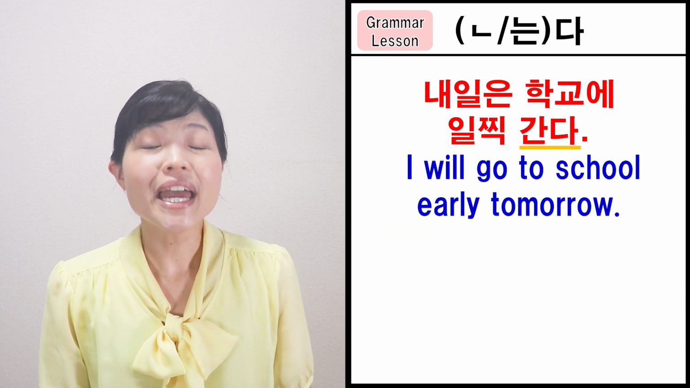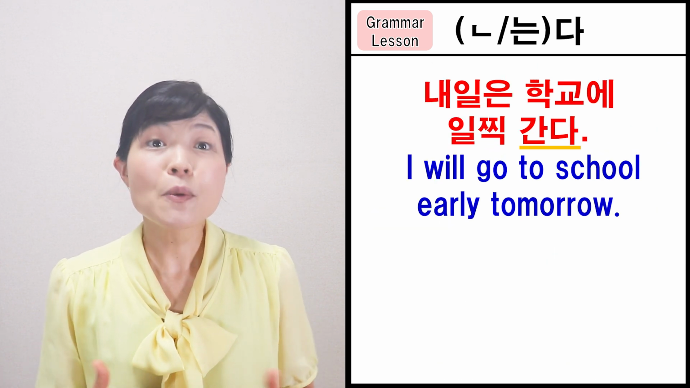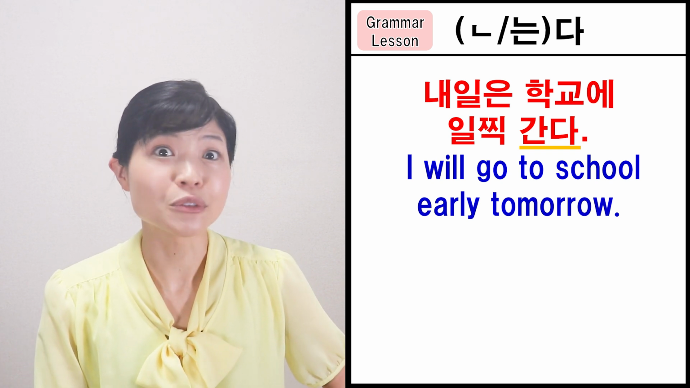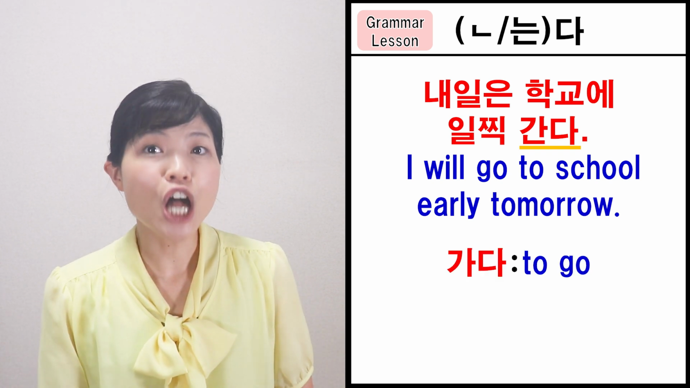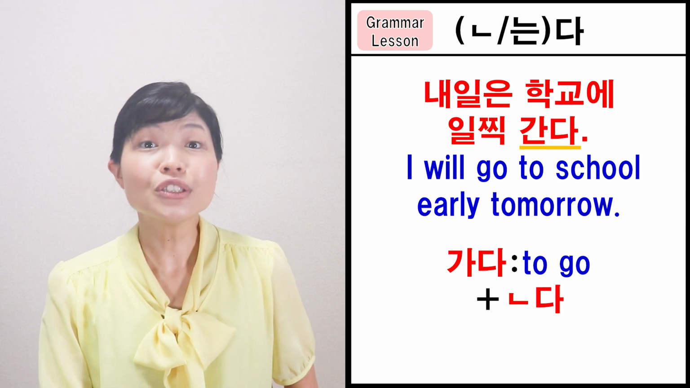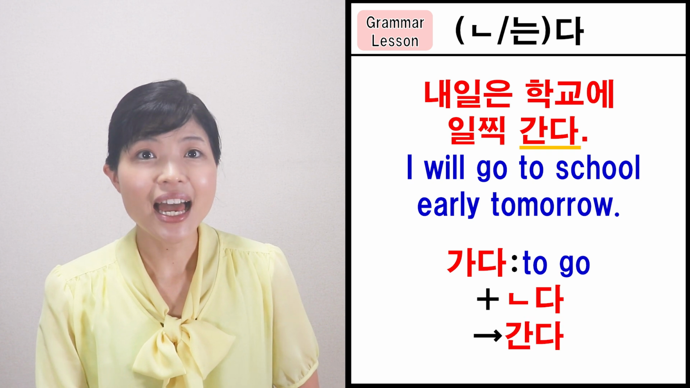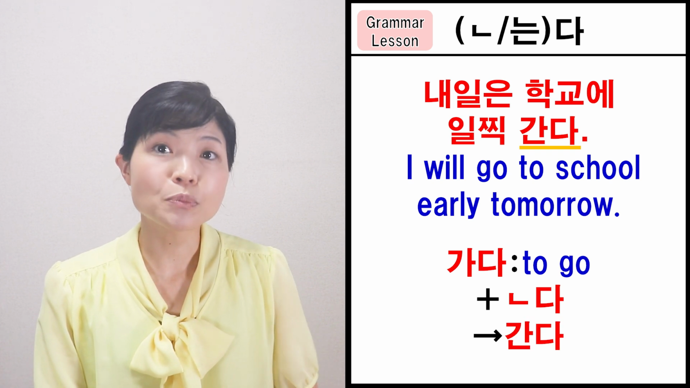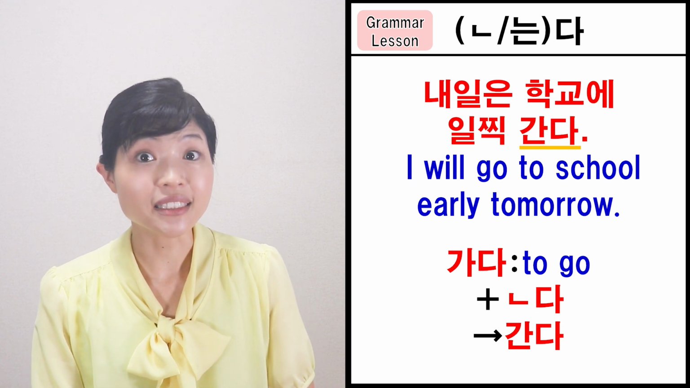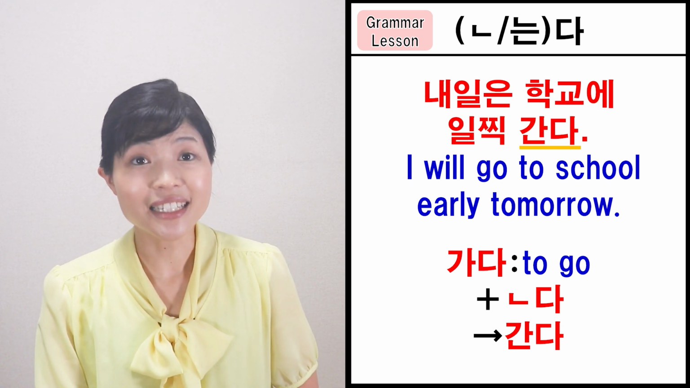내일은 학교에 일찍 간다. I will go to school early tomorrow. A pretty simple sentence, right? Since 가다, to go, does not have a final consonant, you add 니은다 to make 간다. This 간다 can be expressed in the future tense as well as the present tense. Let's go to the next sentence.